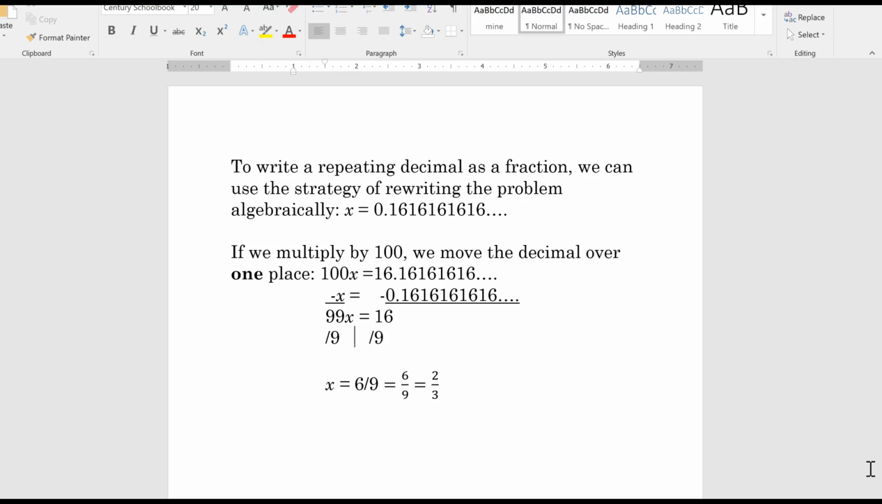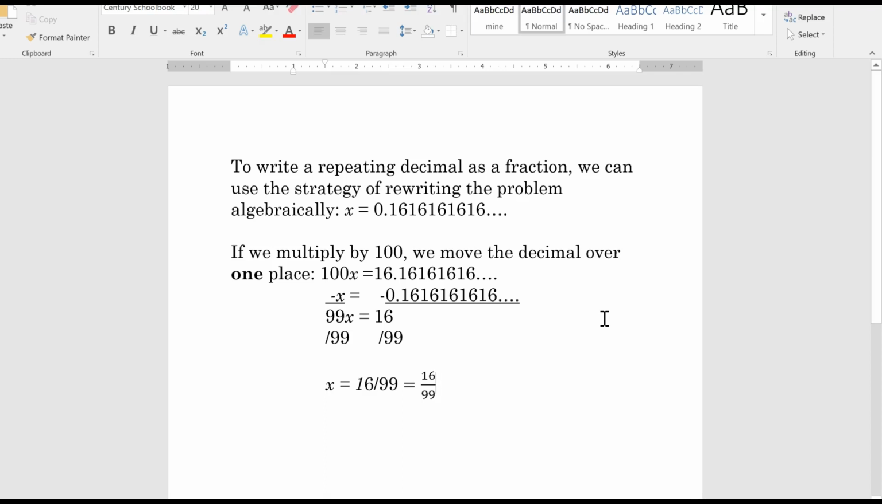And what do I want to divide? Not by 9 anymore, but by 99. Right? And so now I have 16 over 99. And that cannot be reduced. It's just 16 over 99 for my new one. So what happened here? We had a 2-digit repeat, so we multiplied by 100, which has 2 zeros, to move it over 2 places to cancel all of those.